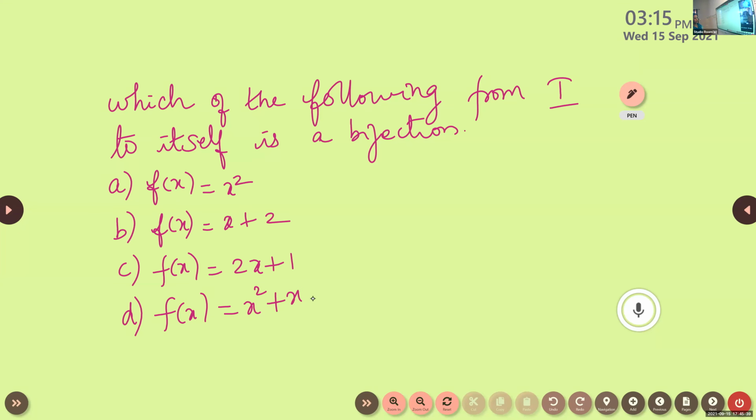Which of the functions is a bijection? It is asked about bijections among these 4 functions, from I to itself. What is meant by I to itself? I to I. What is I? I means integers. Which of the following is a bijection?